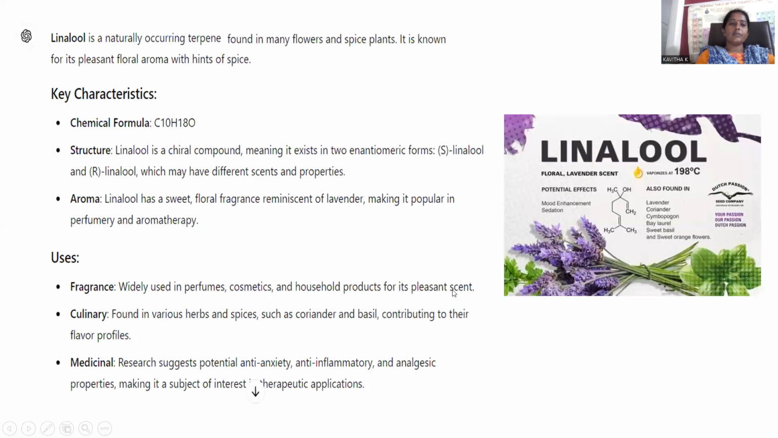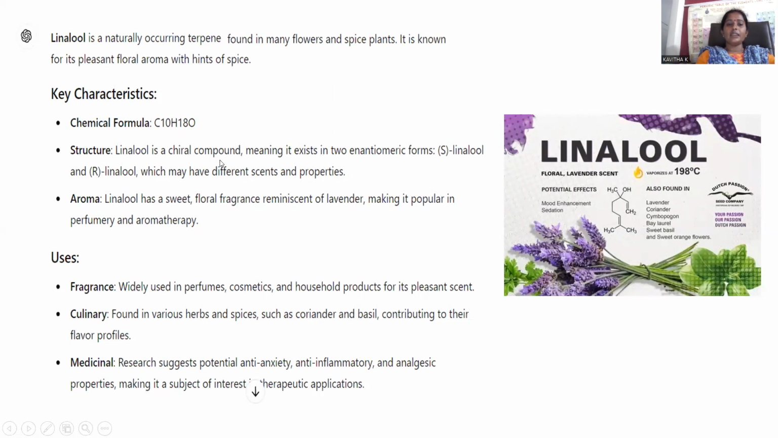Now we will discuss about another compound called linalool. Linalool is a naturally occurring terpene, and which is present in lavender flowers. Here we can notice the lavender flowers, and from this we can extract linalool, which is the terpenoid compound. Right? Key characteristics. Chemical formula is denoted with C10H18O. C10H18O is the chemical composition of this linalool structure.